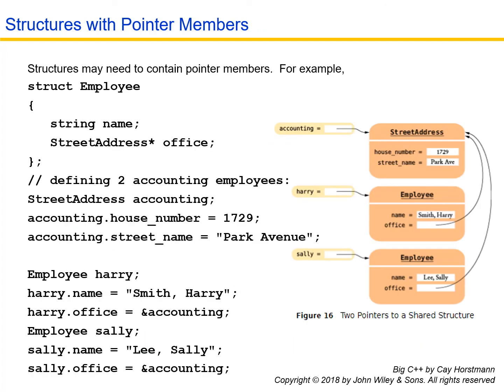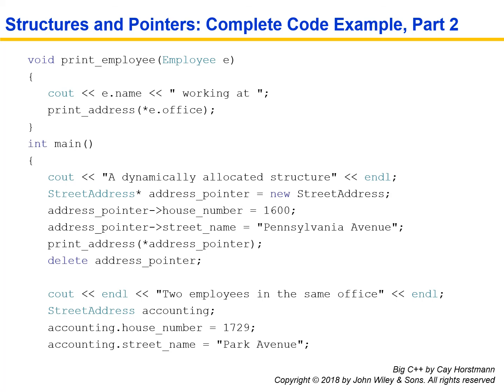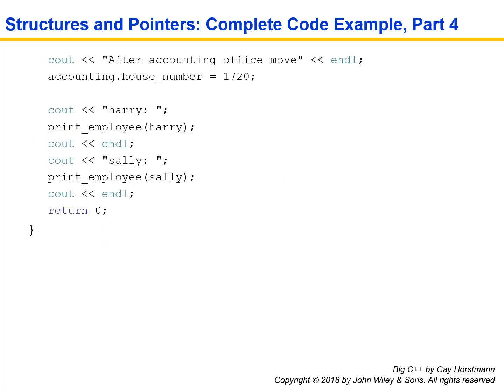Structs can also have members that are pointers. We can have a street address star office, and this way Harry.office can point to ampersand accounting, and Sally.office can point to ampersand accounting, and so Harry and Sally both share the same office. And if we ever change what room accounting is in the building, because they're pointers, they're automatically updated. Here's a complete code example. I'll let you look through that in the textbook at your own pace.